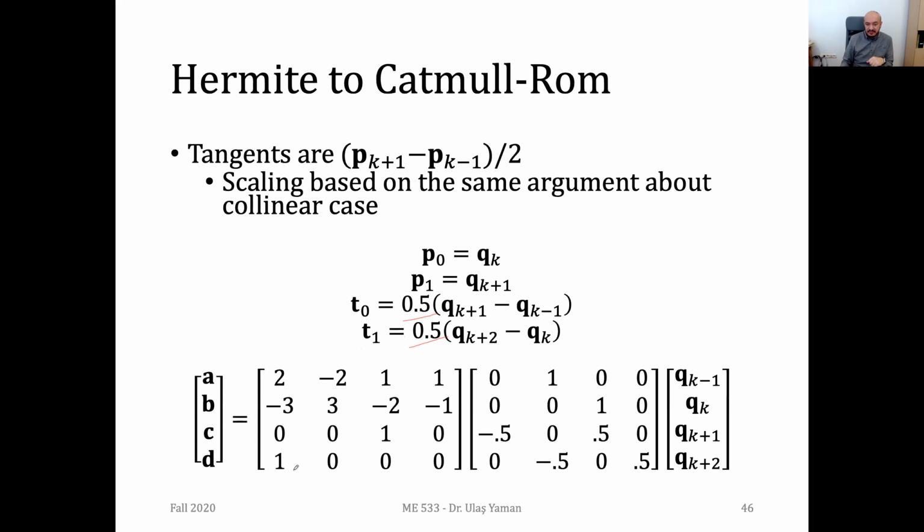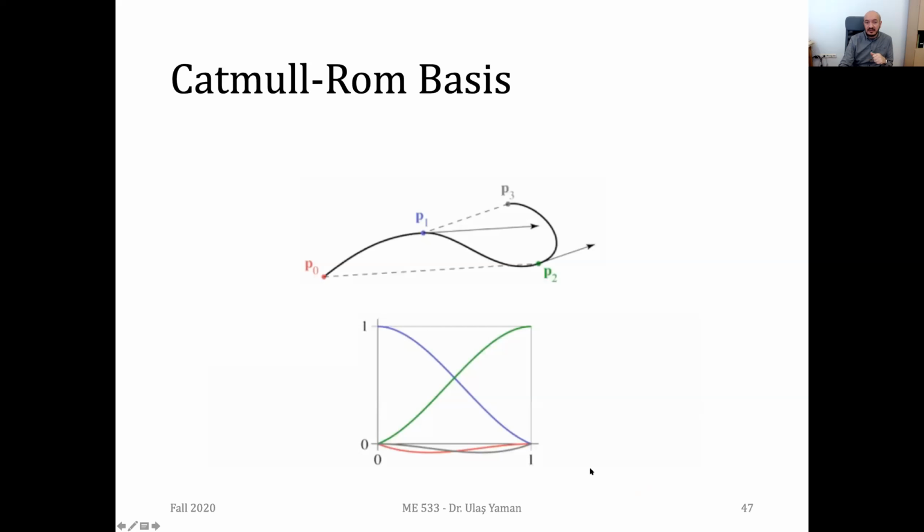So this was the matrix for the Hermite splines, Hermite curves. Now we are doing a modification, a transformation between the Hermite curves and the Catmull-Rom curves. This is what we do here. We do a multiplication and obtain the matrix for the Catmull-Rom basis functions. So you see here an example.